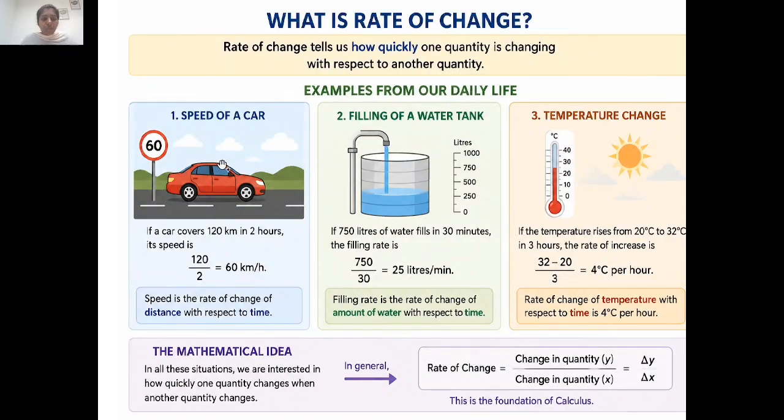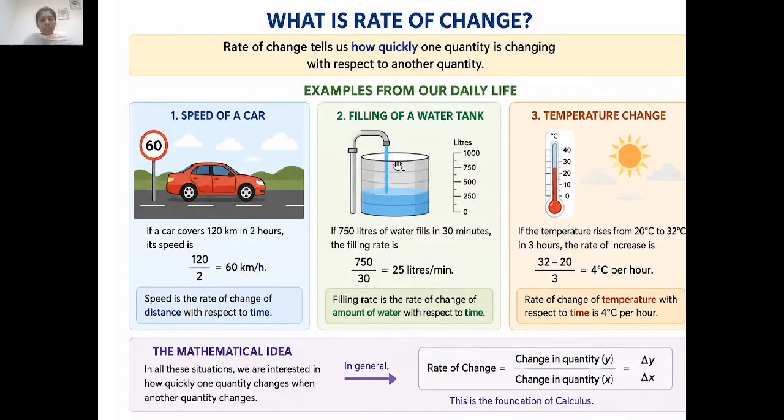Let us look at the first example, the speed of a car. If a car covers 120 kilometers in 2 hours, then its speed would be 120 by 2, that is, an average of 60 kilometers per hour.